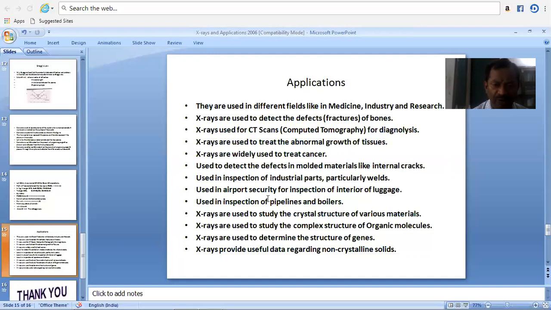And the applications in research: X-rays are used to study the crystal structure of various materials. X-rays are used to study the complex structure of organic molecules. X-rays are used to determine the structure of genes. X-rays provide useful data regarding non-crystalline solids in physics.